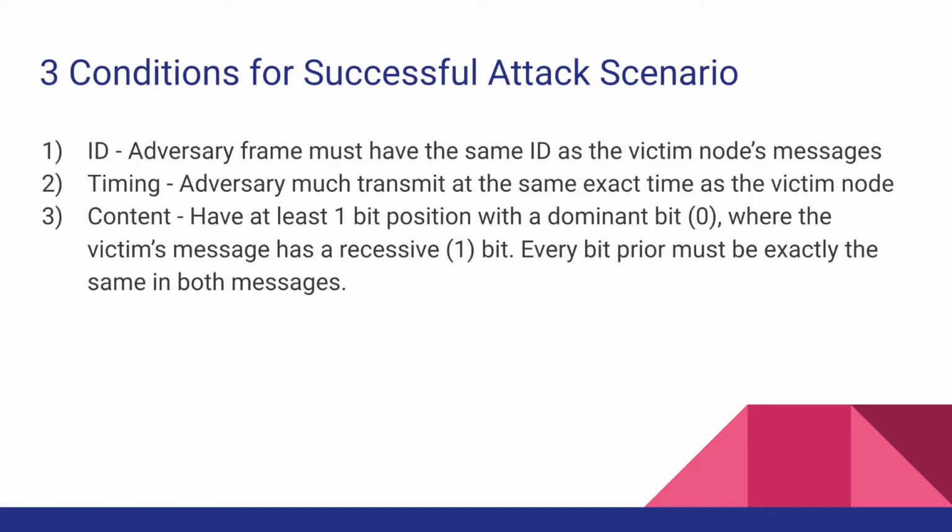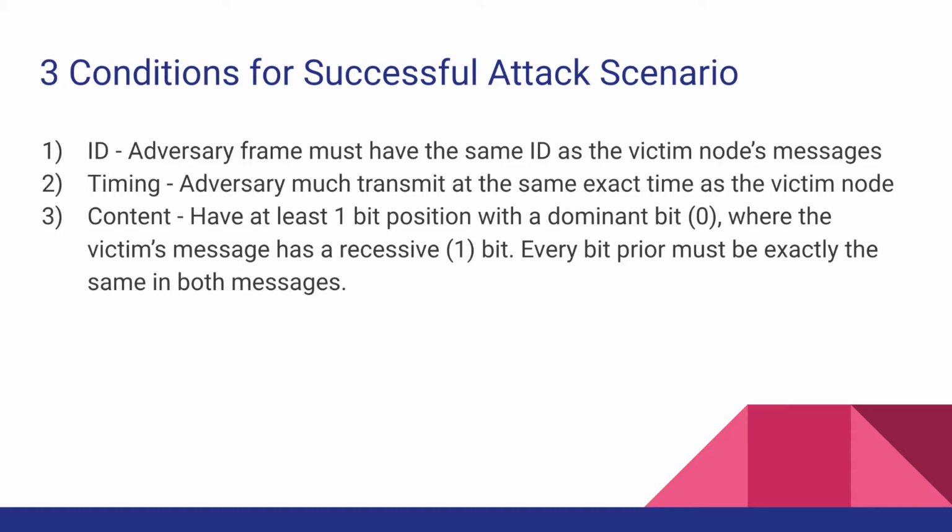The first one has to do with the ID. The adversary frame must have the same exact ID as the victim node's message. The second condition is the timing. The adversary must transmit the frame at the same exact time as the victim node normally does. And the third condition is content. The content has to be exactly the same up until the actual exploit is triggered.